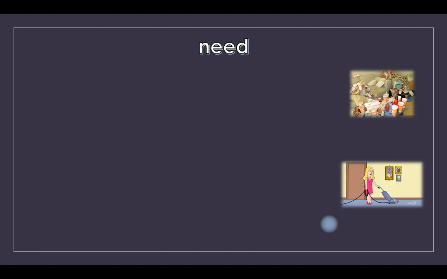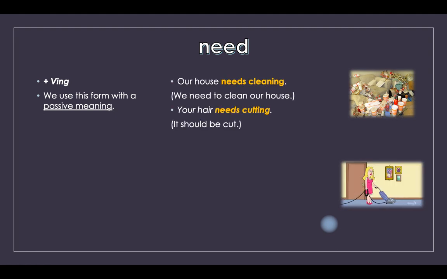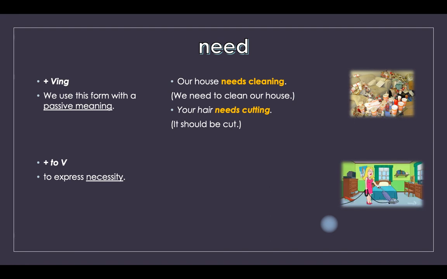Need has the same situation. If we use it in the gerund form, we use it with a passive meaning usually. Our house needs cleaning. Which means we need to clean the house or somebody else will come and clean our house. Your hair needs cutting. So your hair should be cut. This is what we are saying.